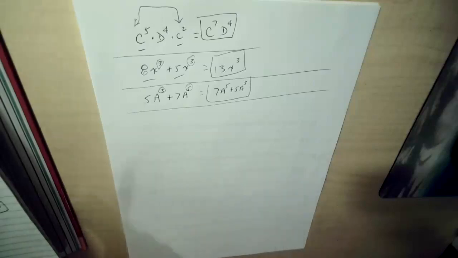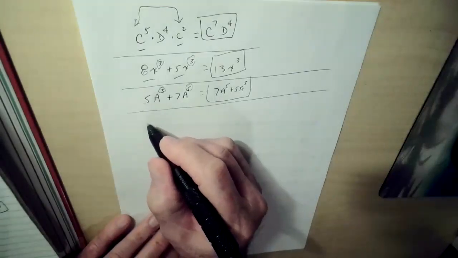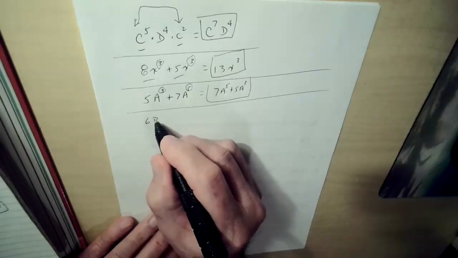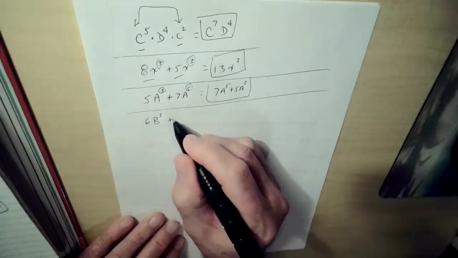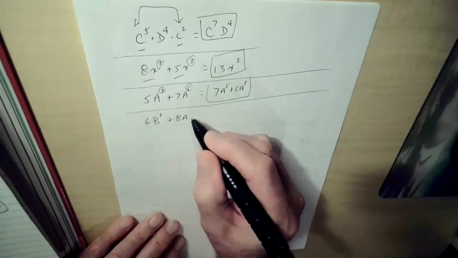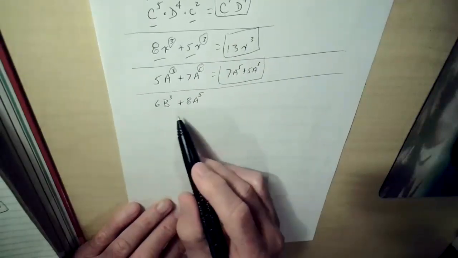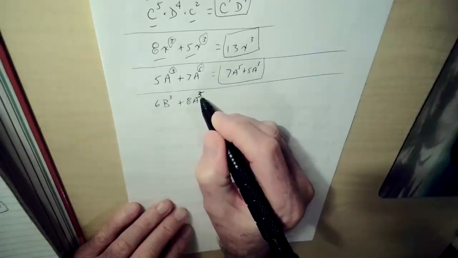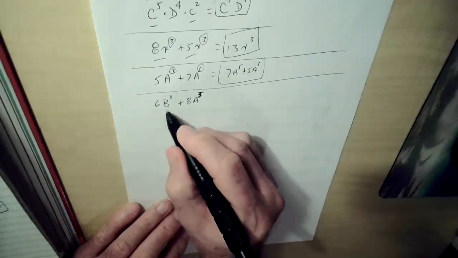I'm not going to be real wild about this. I really don't care. But on the final exam, they are going to be like this: largest exponent first. And again, if they have the same exponent, alphabetical order. So if we have this, 6b cubed plus 8a to the 5th. Are these like terms? No. Largest exponent.